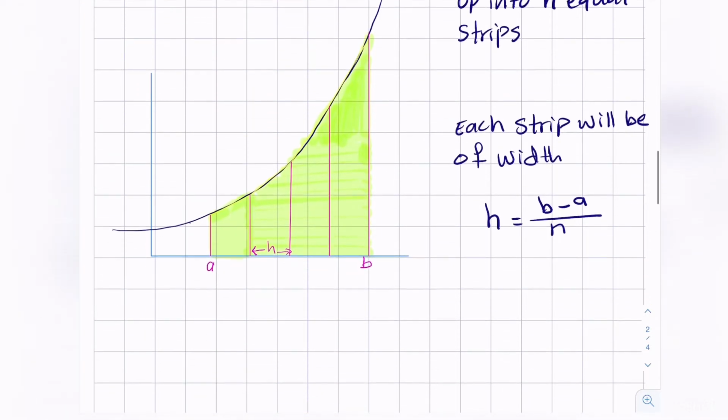Each strip will have a width, which we find from b minus a divided by n. So b and a are the limits, where the area starts and ends. So it's basically the width of the interval between a and b, divided by n, how many splits, how many strips. So h, to find the width, we do b minus a divided by n.